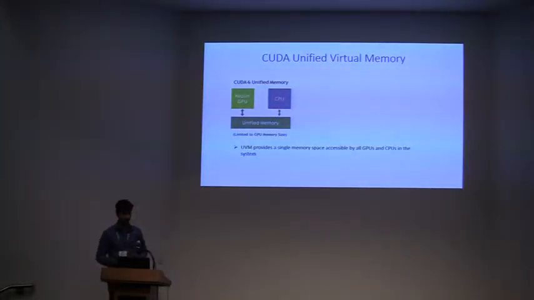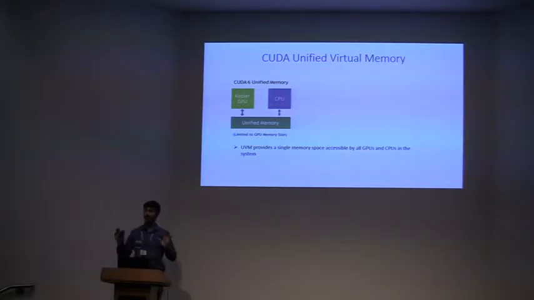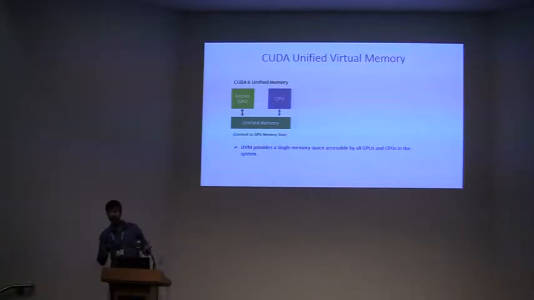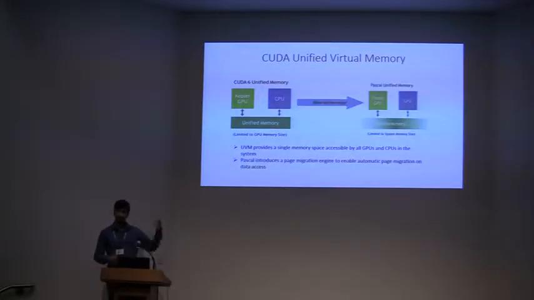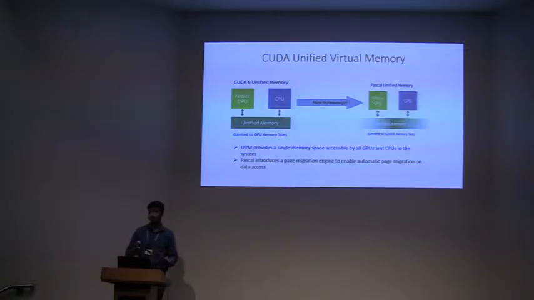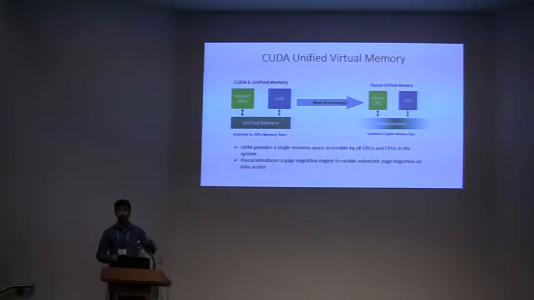What is CUDA Unified Virtual Memory? It's an abstraction that gives you a single address space across all the GPUs and the CPUs in the system. This was introduced as part of the Kepler architecture in 2014. Now it's gone a step further, and as part of the Pascal architecture, it includes an automatic page migration engine which allows you to fetch pages on demand.